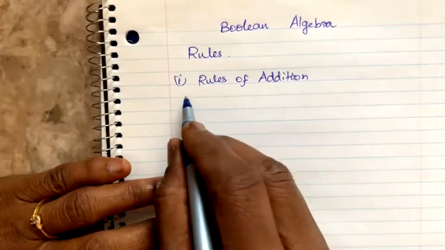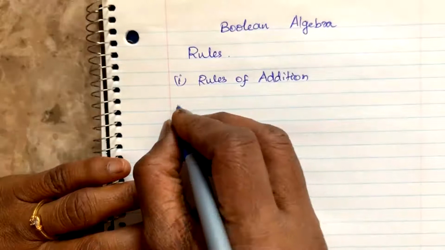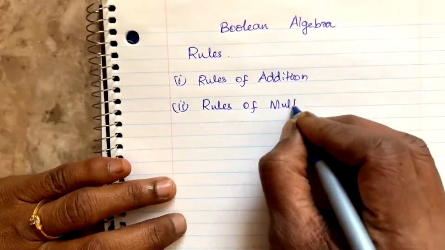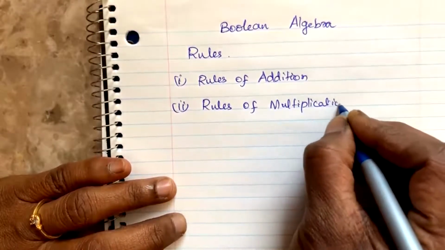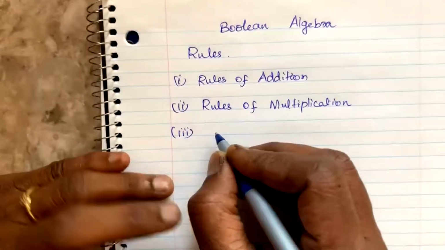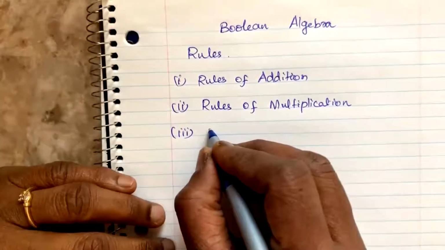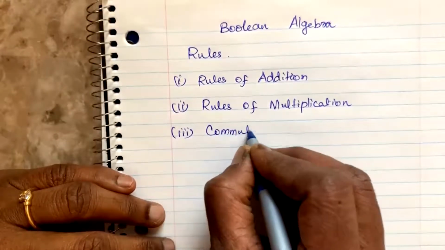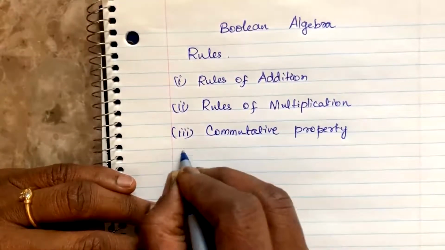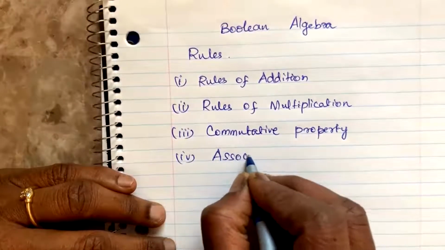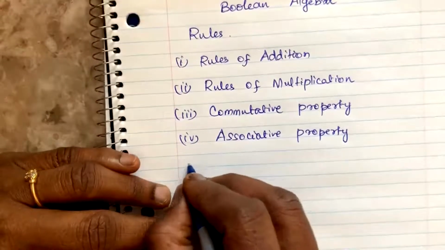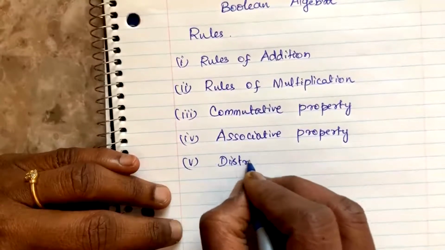See, I can divide the rules of Boolean algebra into categories like this. First is rules of addition, second is rules of multiplication. Third, identity rules will go into these. We can have commutative property, associative property, distributive property.